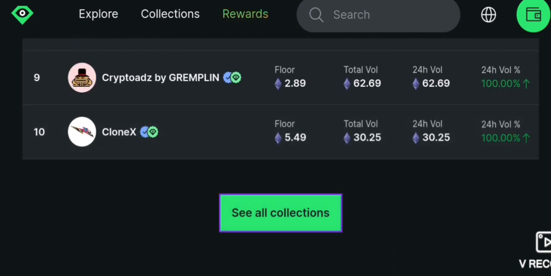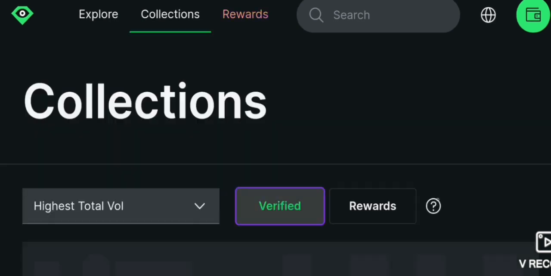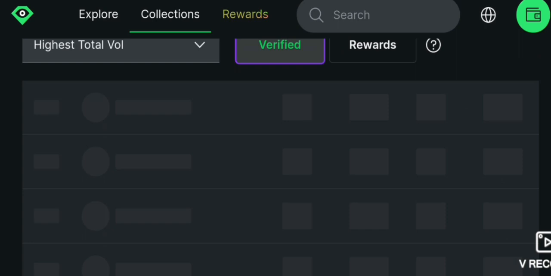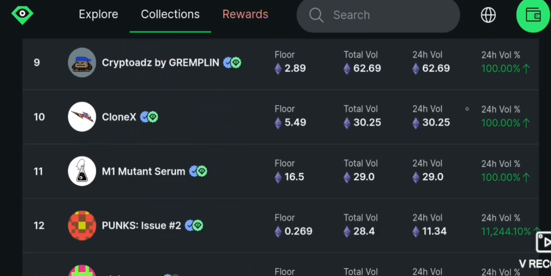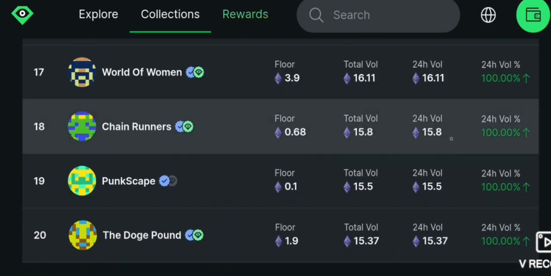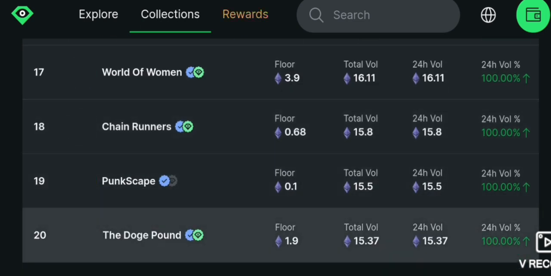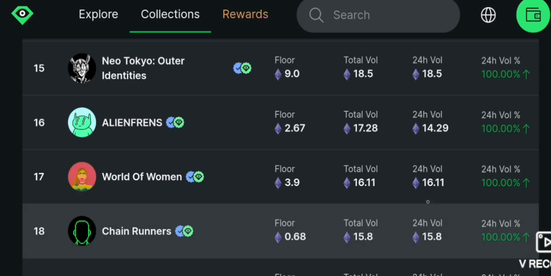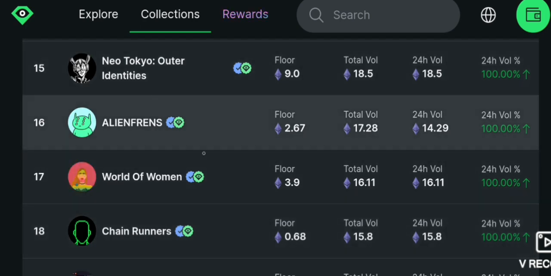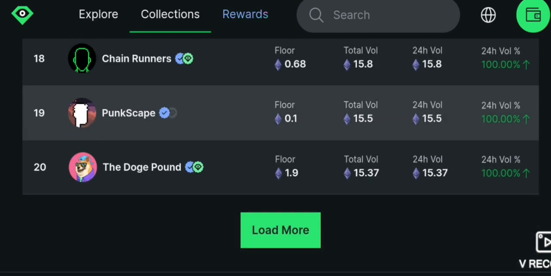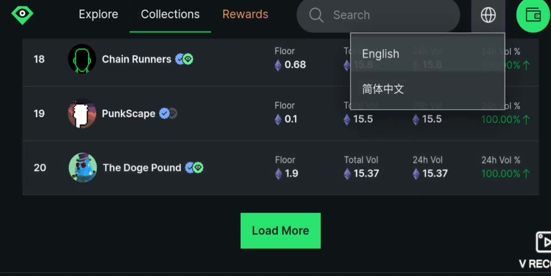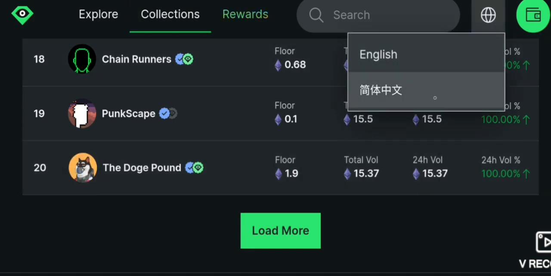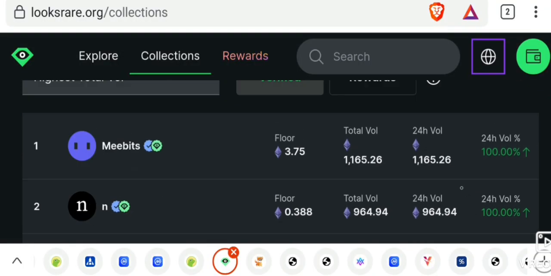I'm a simple man. Clone X. Okay, collections. Take a little sip. Okay, I feel wealthy with half decent instant coffee right here. Ponkscape, let's let it load. World of Women, so all these moving tokens. This is a little bit inspiring, really. The Doge Pound. It's going off, okay. All right, all looks really interesting and shiny. Market cap's fairly low. How do we feel when we translate things?